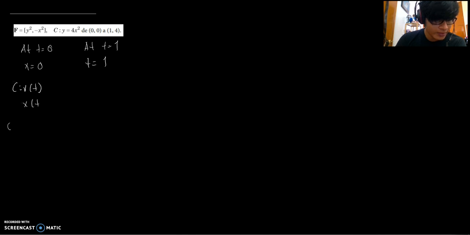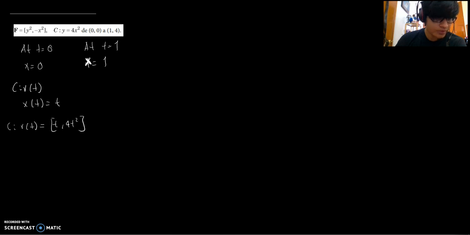So now we have an example of this line integral. We have the function f and the given curve we want to evaluate it. So here, at t equals 0, x will be equal to 0, and at t equals 1, x will be equal to 1. In order to obtain a parametric representation of c, it is easy to see that x with respect to time will be equal to t. And it's easy to then get that the parametric representation of c will be equal to (t, 4t squared).